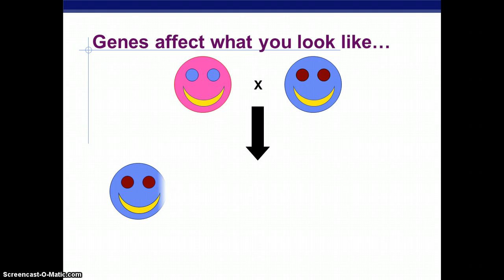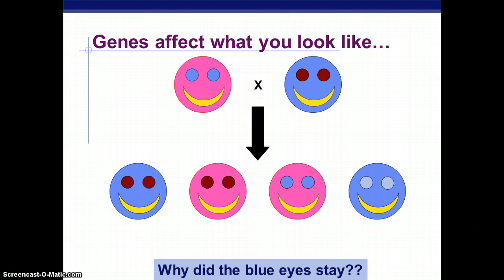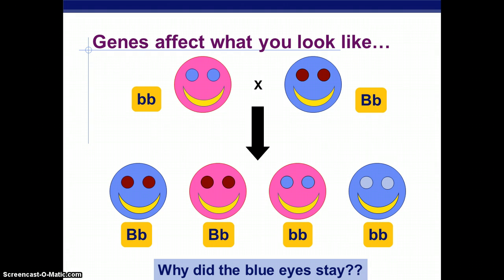So another example is if the same pair had this set of children. Here we have blue eyes. So why did they stay? Well, if the dad was big B, little b, and the mom was again a homozygous recessive for little b, then those can make these following combinations. And we can see that half the children will be brown-eyed and half of them will be blue-eyed.